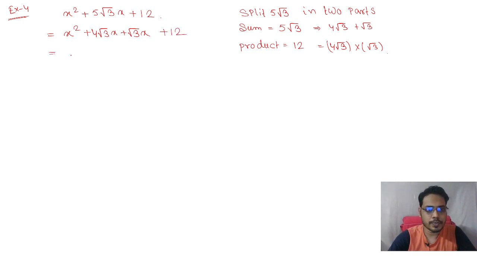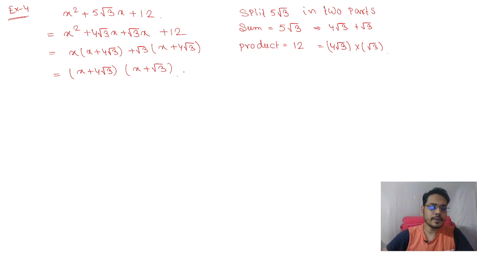Now from the first two parts take x common, so x plus 4 root 3. From the third and fourth take root 3 common. Here it will be x plus 4 root 3. Now you can check x plus 4 root 3 is common in both the cases. So it will be x plus 4 root 3 into x plus root 3. That will be the factorization. If we factorize, you will get x square plus 5 root 3 x plus 12 equals x plus 4 root 3 into x plus root 3.